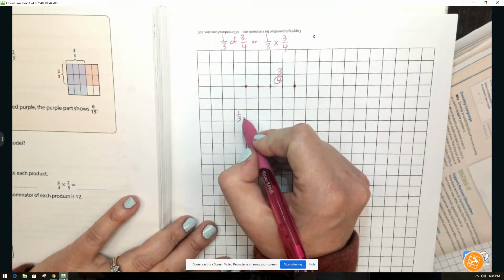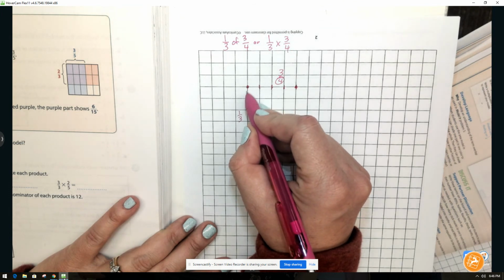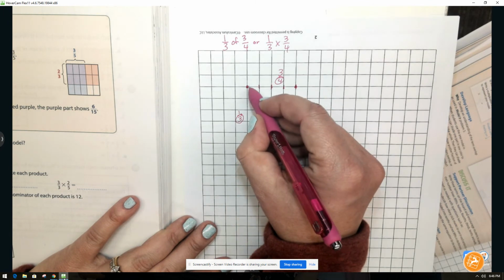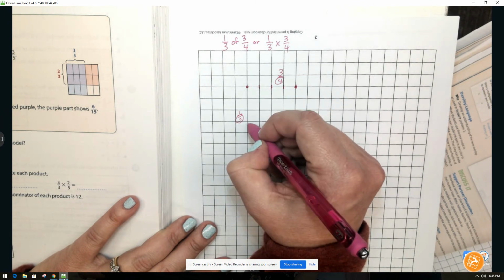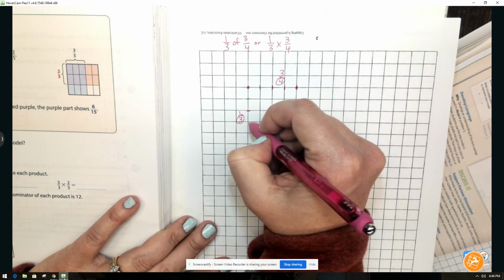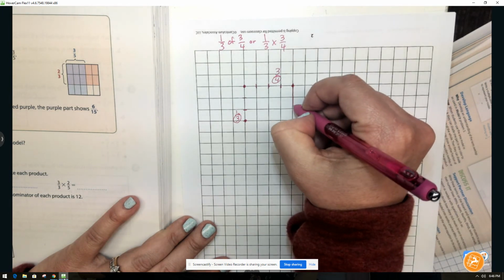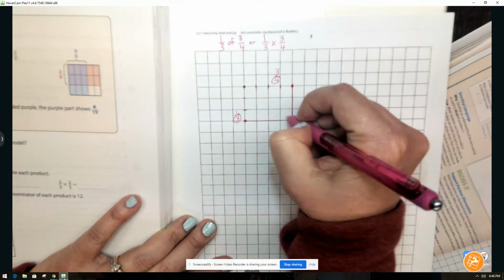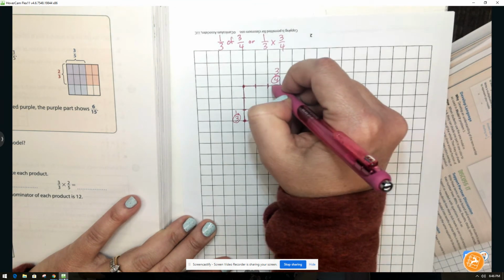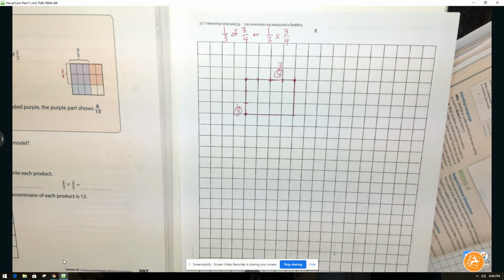Then on this side, we're going to start at the same top left corner, and this denominator is 3. This denominator is going to tell us how many equal parts we have going on this side. So we have 1 equal part, 2 equal parts, 3 equal parts. And then all you have to do now is just connect your square. All right. Once your square is connected, now we're going to do our shading.